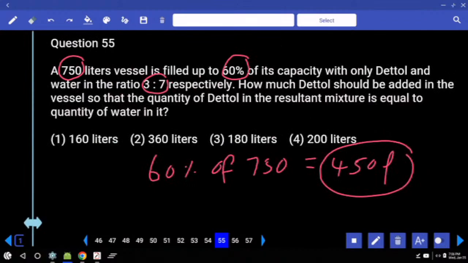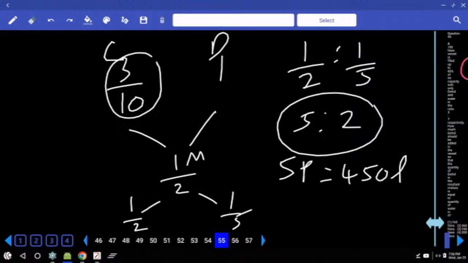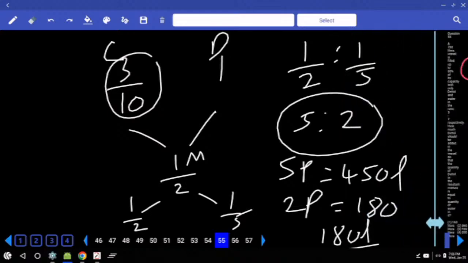Okay. Now what you must see here is it's asking how much quantity of Dettol is added. Now these 5 parts initially, it was 60% of capacity, so 5 parts equal what? 450 liters. Yes or no? Now it's asking what is this 2 parts? 5 parts is 450, so 1 part is 90. 2 parts should be what? This is your answer. 180 liters of Dettol should be added. This is solved by the alligation mixture concept.